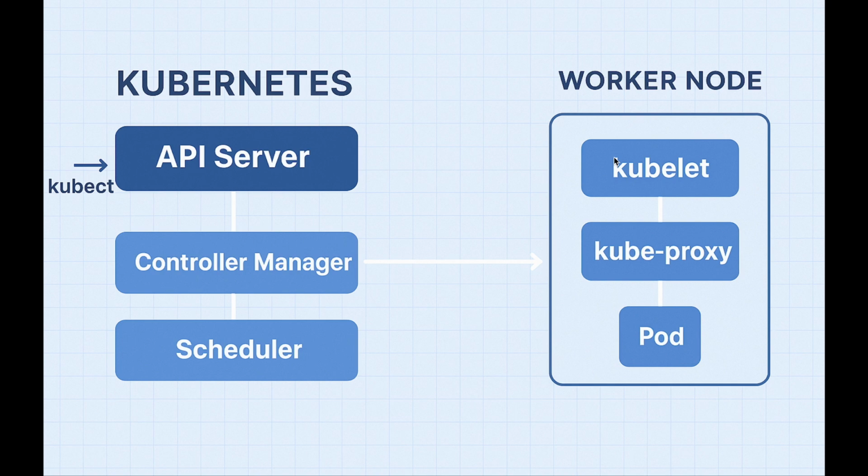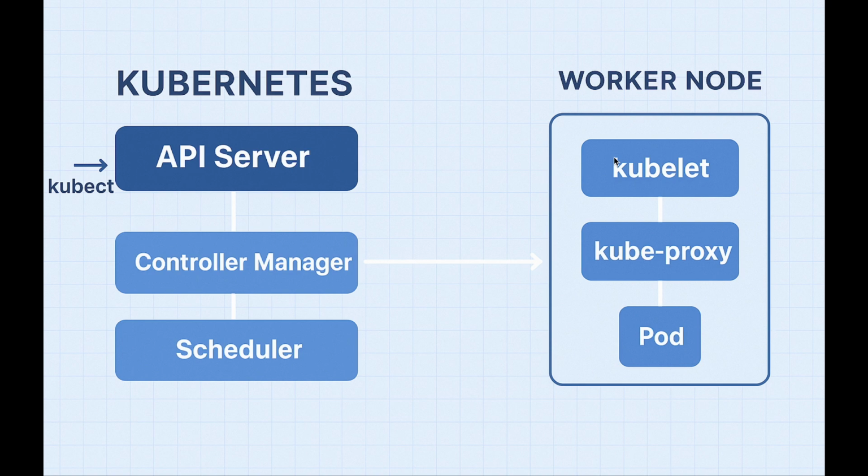The next component is kube-proxy. This proxy component maintains network rules for pod communication and service exposure, and handles internal load balancing. So this is responsible for the networking part. Basically, the network rules for how pods should communicate with each other and how services will be exposed are managed by the kube-proxy.